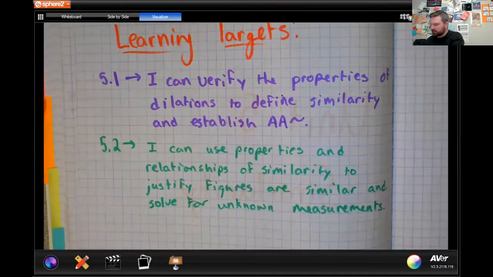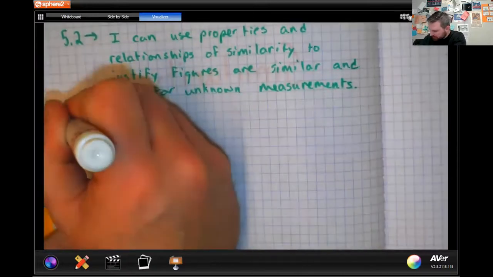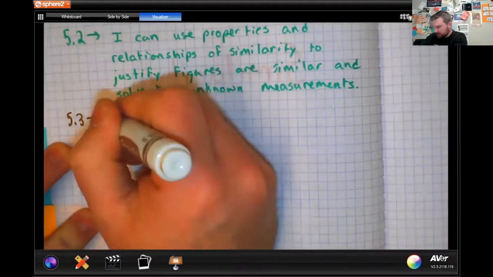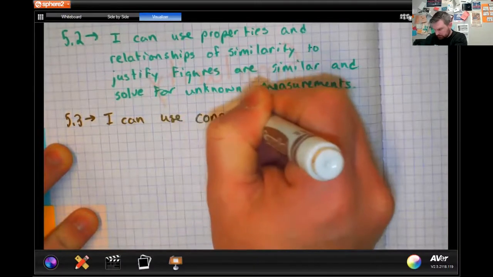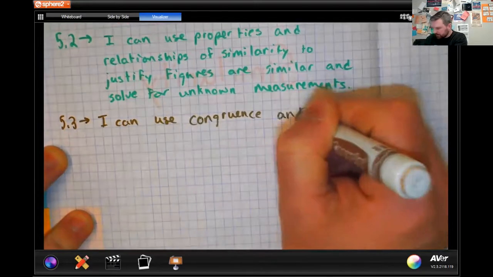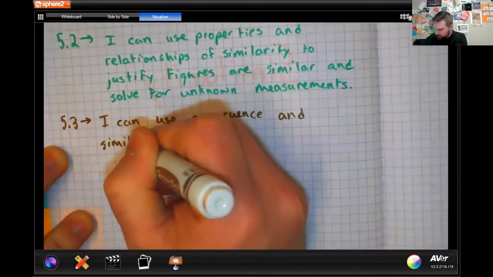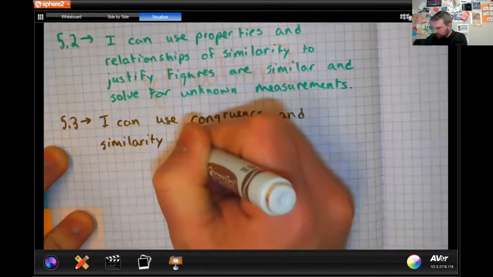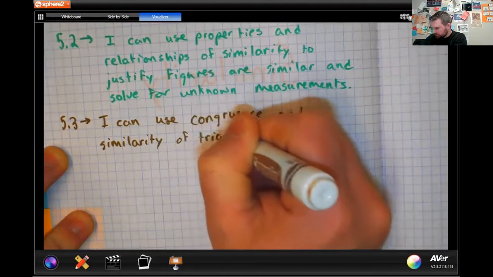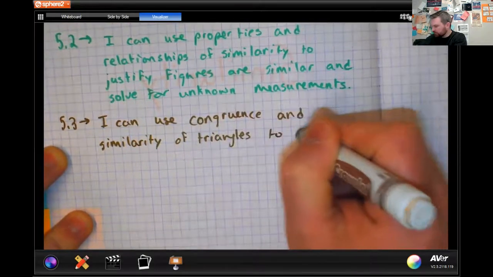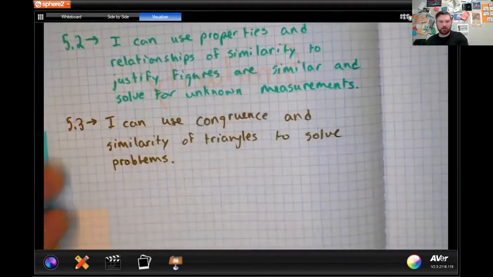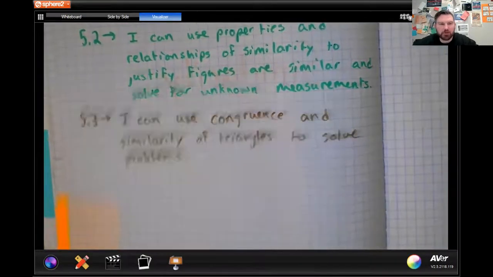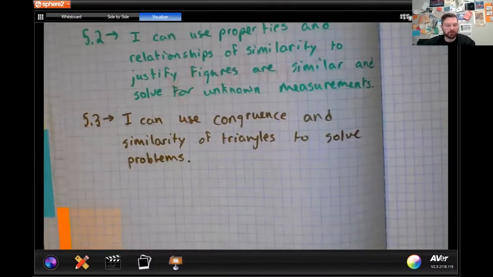And lastly, we have 5.3. I can use congruence and similarity of triangles to solve problems. Okay, and 5.3 is going to kind of deal with word problems and kind of having to draw pictures of things and that kind of stuff.